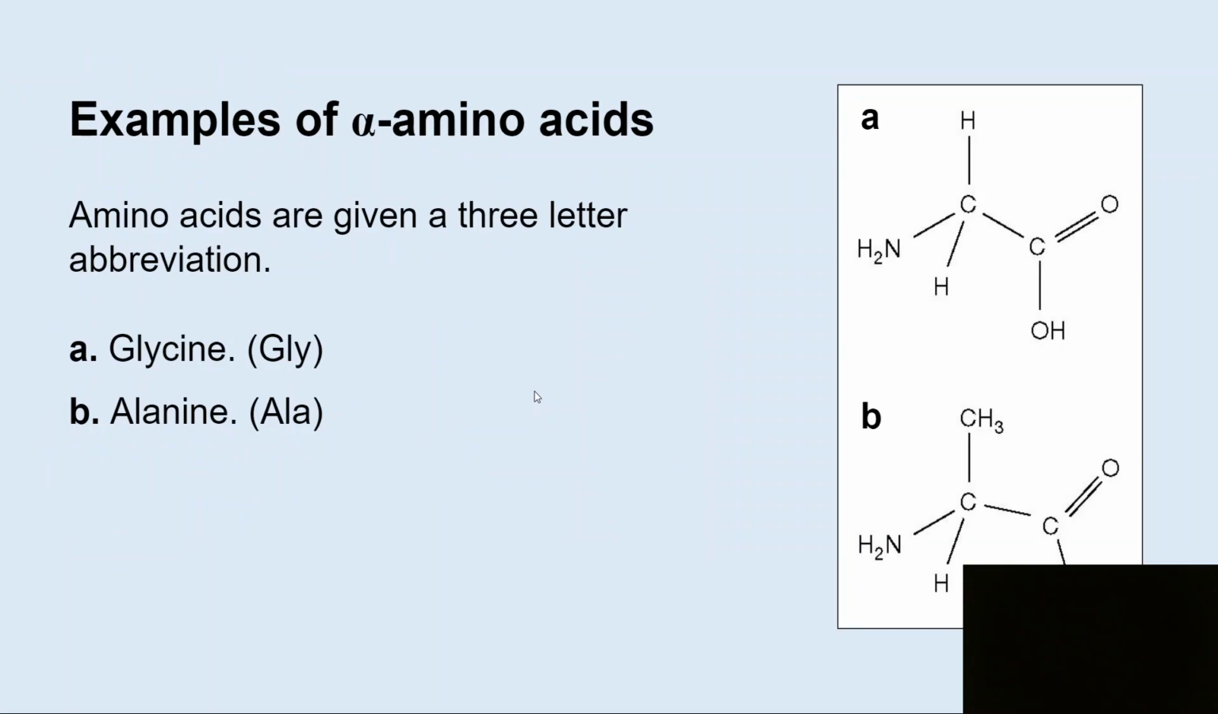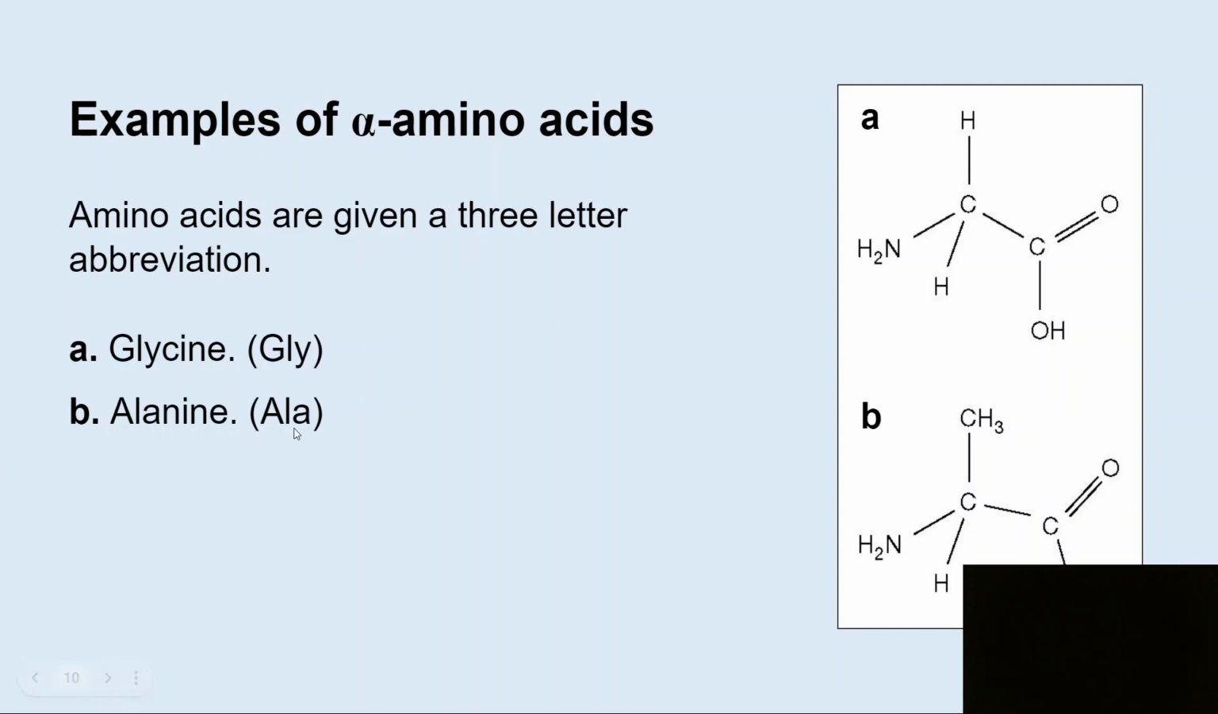Some simple examples. Glycine. All of our amino acids, as you'll notice in your table, have a 3-letter abbreviation. So glycine, gly. This is glycine. It's the simplest of all the amino acids. Your amino acids are listed in alphabetical order, not in terms of simplicity. So in glycine, the R group is an H.